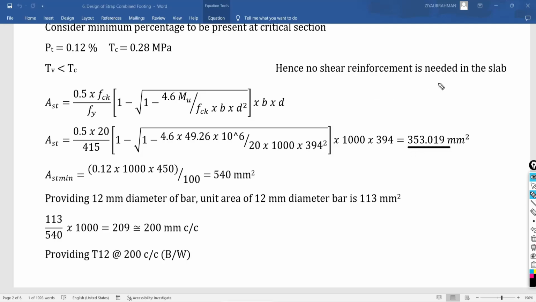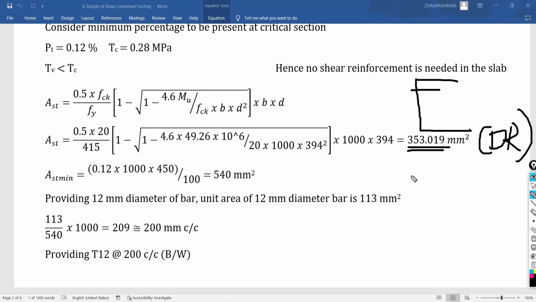Try to understand, whatever the movement is there, in respect of resisting that movement, we have to provide the reinforcement as 353.019. So this is what the design requirement. I am going to call it as design requirement.